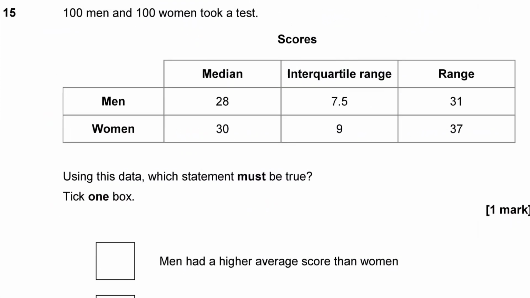Question 15. 100 men and 100 women took a test, and here are their scores. So we can see men had a median of 28, an interquartile range of 7.5 and a range of 31, and women had a median of 30, an interquartile range of 9 and a range of 37. Using this data, which statement must be true? Tick one box. Is it true that men had a higher average score than women? Well, no. That one isn't right, is it? Men had a median score of 28 and women had a higher score of 30. So that one is definitely out.